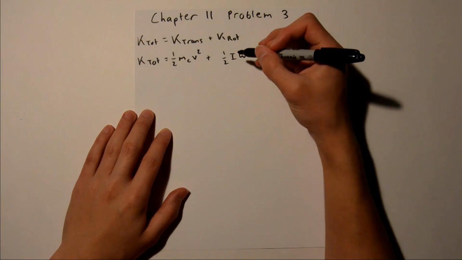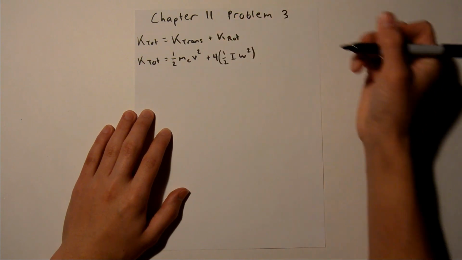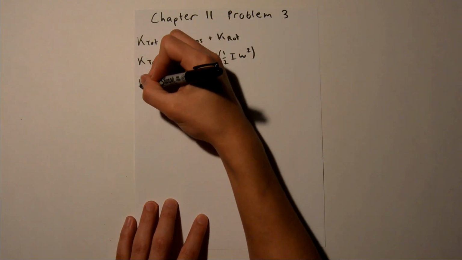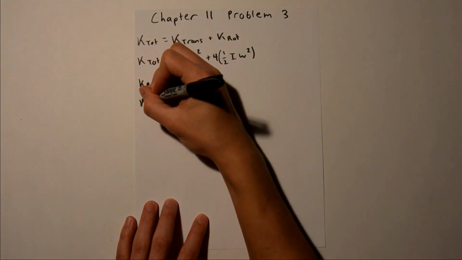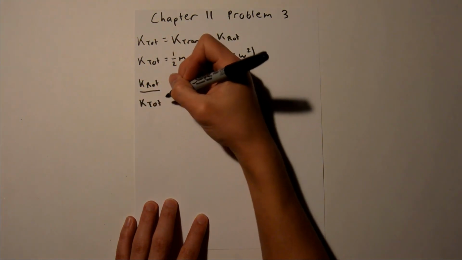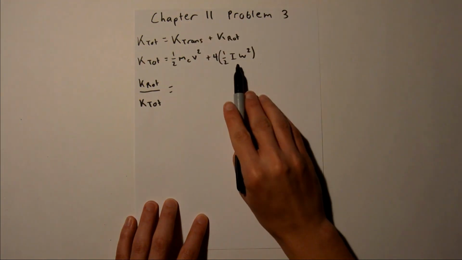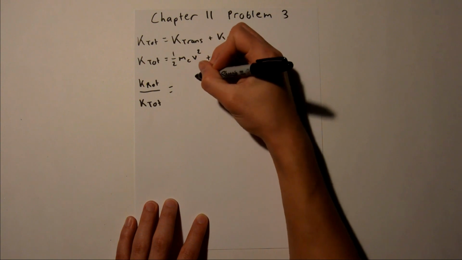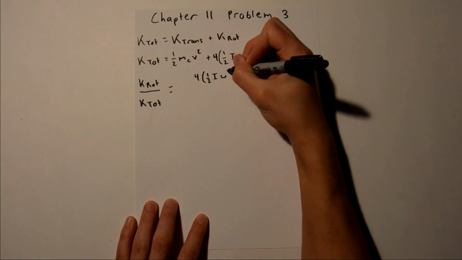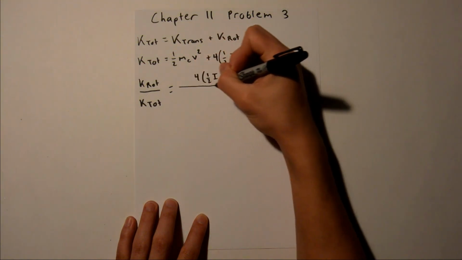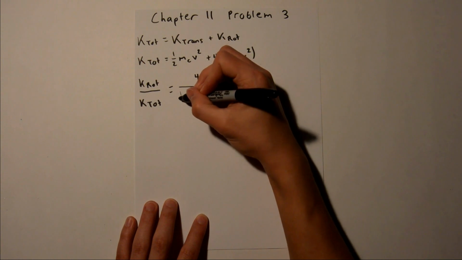And what we need to do is, since we have 4 wheels, we need to multiply this entire quantity by 4. So the fraction of K rotational to K total is going to equal, our rotational is this quantity here, so we can plug that in. So 4 times 1/2 I omega squared, and that's over the total kinetic energy, which we wrote right here. So we just plug that in.